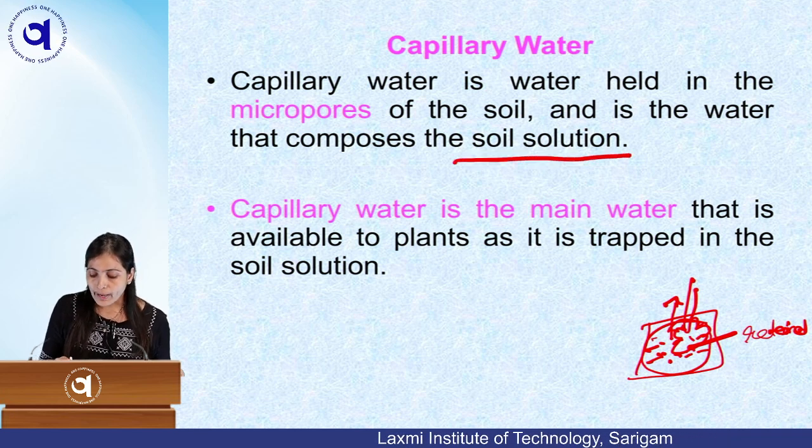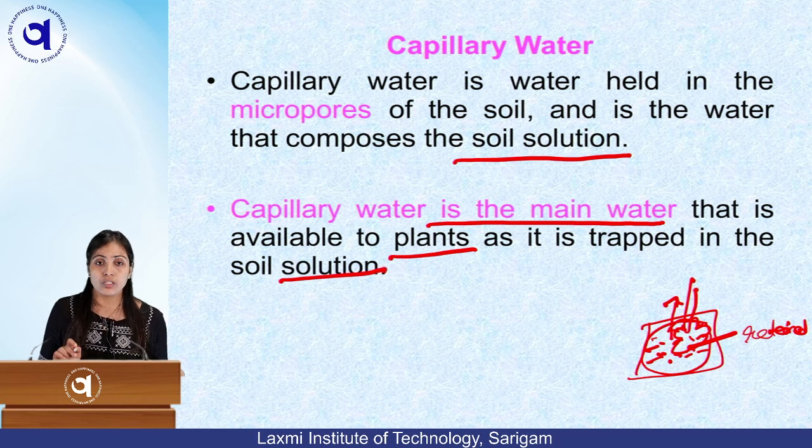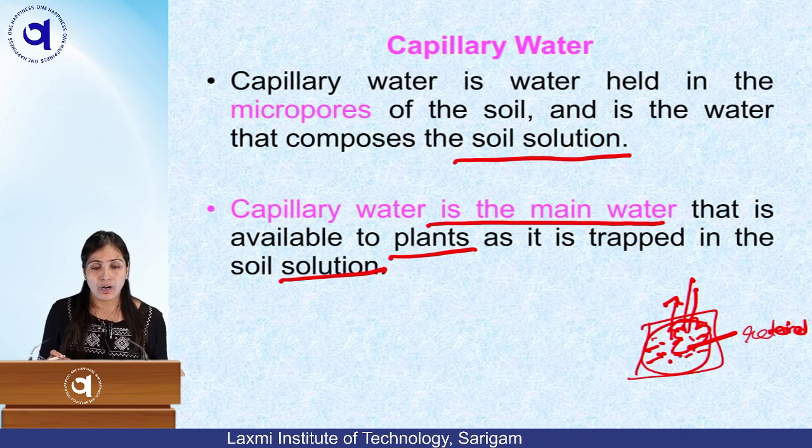Okay. So capillary water is the main water. This is a very important thing. This water is the main water that is available to plants and is trapped in the soil solution. So this water is mainly used by the plant for its growth.